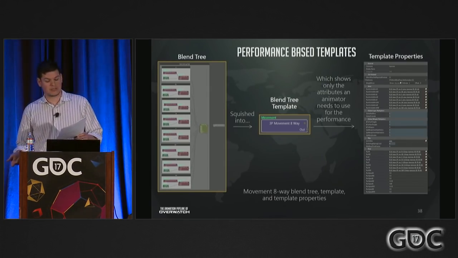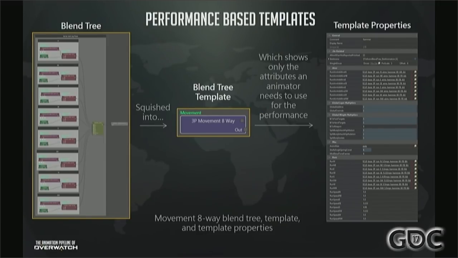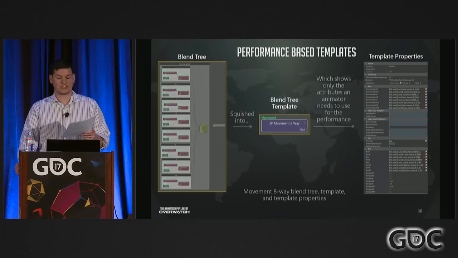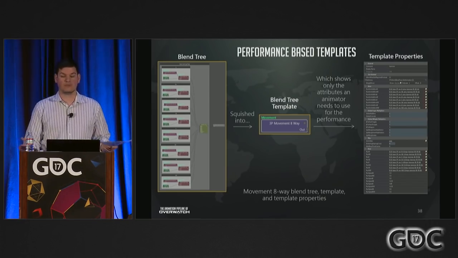A blend tree template is a packaged animation blend tree that exposes specific fields from the blend tree an animator can use to create a specific performance. Templates read scripts, blend multiple state graphs together, play animations, and generally simplify the implementation process so that an animator can focus on the performance.